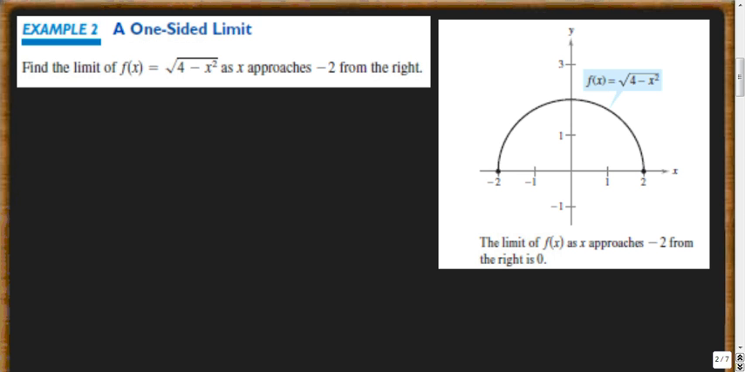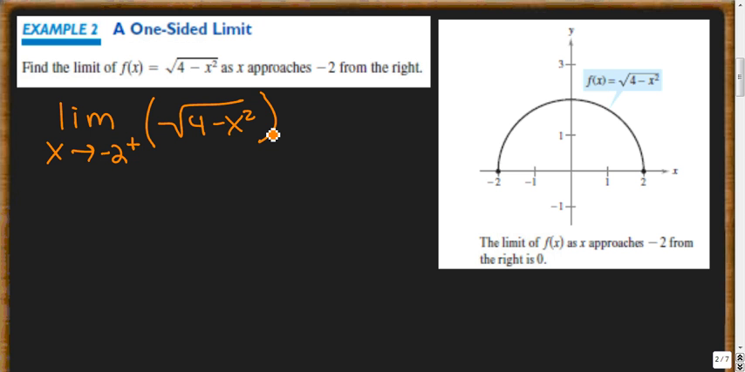So find the limit of f of x equals square root of 4 minus x squared as x approaches negative 2 from the right. This would be it written in math language. So we'd say x approaches negative 2 from the right side, so above, of square root of 4 minus x squared. So what we need to know first is, negative 2 from the right side.